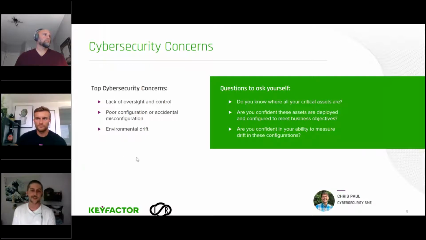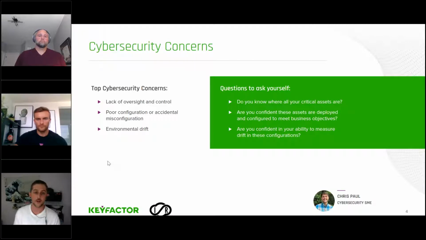The questions to ask yourself, to start mapping out where you are on this level. And I talk about levels mostly because of the CMMC coming out. Those of you involved in government work are going to have to become Cybersecurity Maturity Model certified. And one of the things you have to start thinking about is all your critical assets. Do you know where all of your critical assets are? Are you able to inventory everything that you have quickly, effectively and efficiently? Are you confident these assets are deployed and configured to meet business objectives?